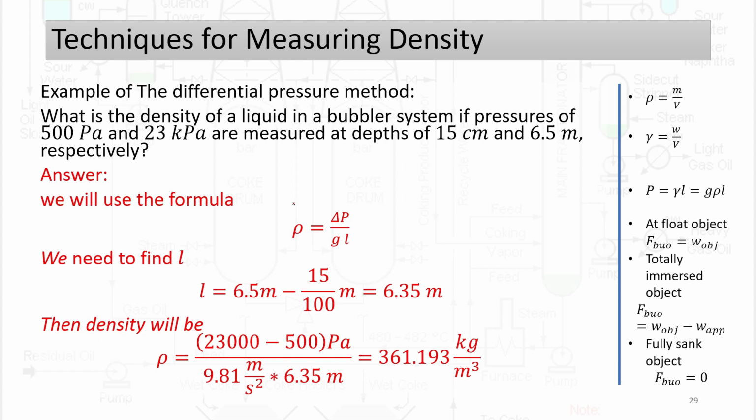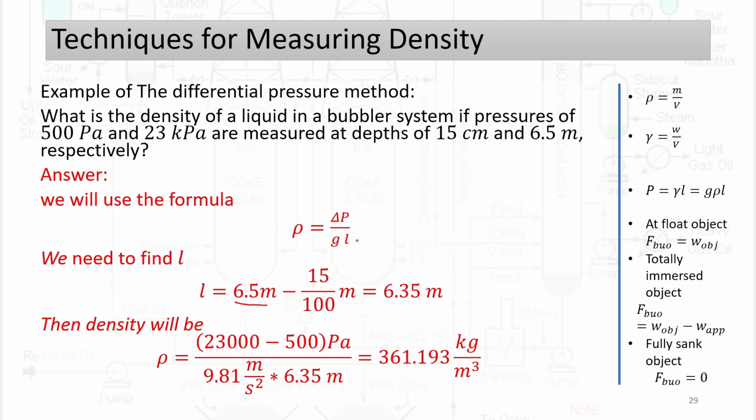So in our example here, I can utilize the same formula. Density is equal to the differential pressure over g times L, and we know that L, to find it, is 6.5 meters minus 15 centimeters. Of course, I divided by 100 in order to unify the units, so it gives me 6.35 meters. This is the height.